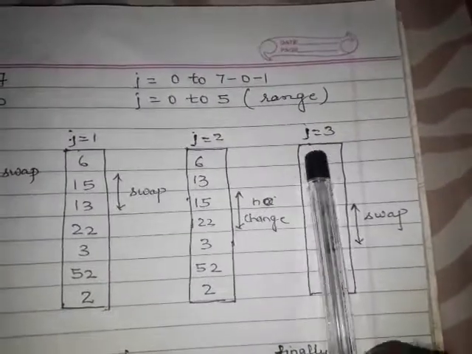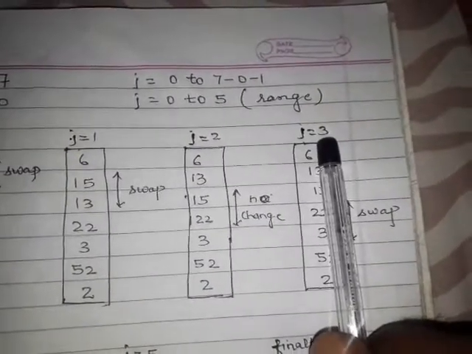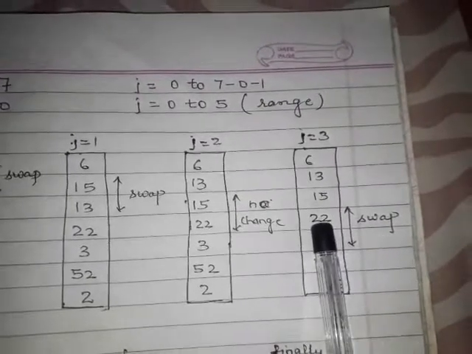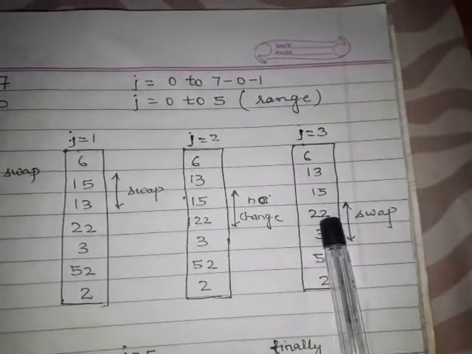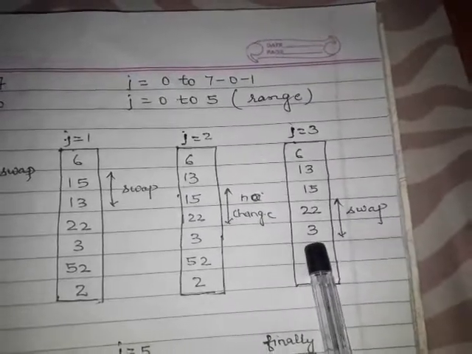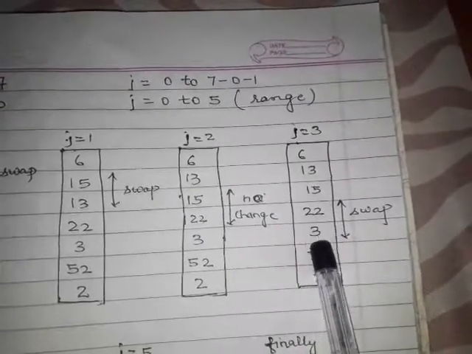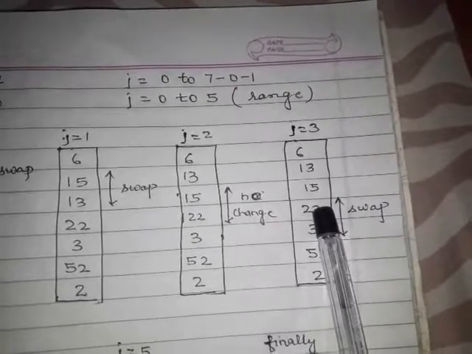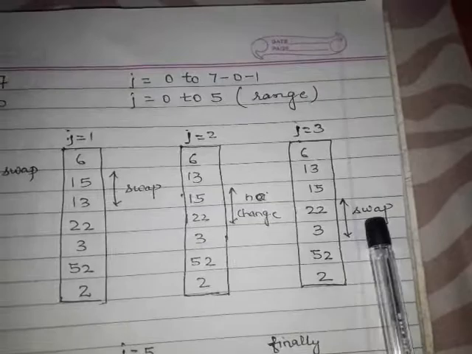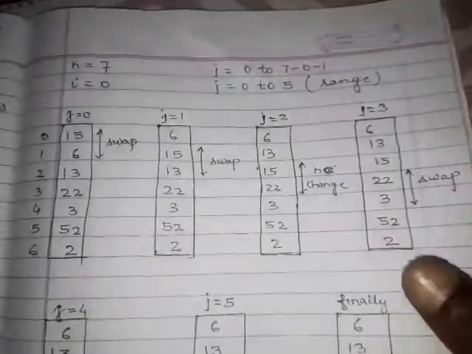Now for j equals 3, 0, 1, 2, 3. If a list of j is greater than a list of j plus 1, yes, it is greater. So here we will do swapping, and 22 will be replaced by 3 and 3 will be replaced by 22. So here I have written swap. That was j equals 3, then j equals 4.